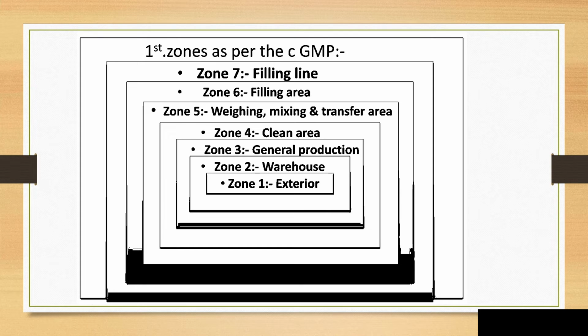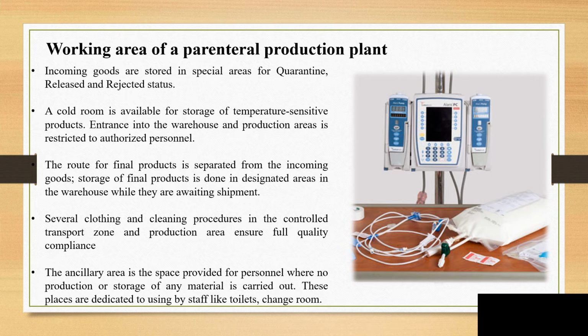Now the premises, if we see, there is zone 1 which is exterior, zone 2 warehousing, zone 3 general production, zone 4 cleaning area, zone 5 weighing, mixing and transferring, zone 6 filling area, zone 7 is the filling line. First of all, we come on to the working area. We have the quarantine area, where the incoming goods are first stored, which is basically isolation.